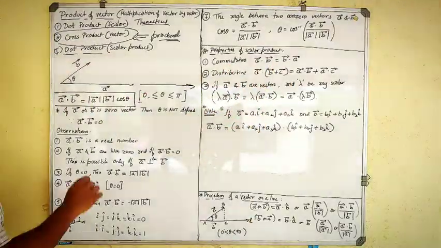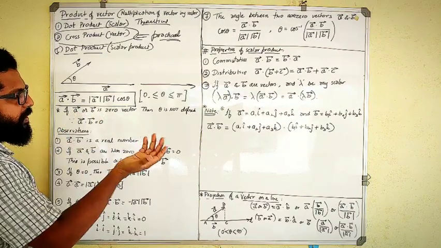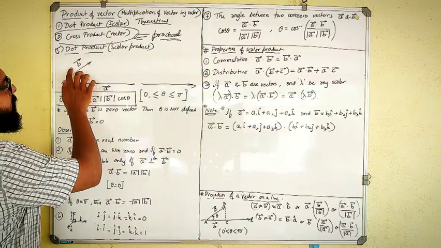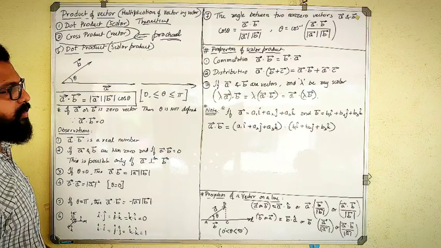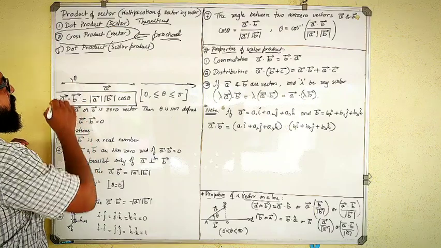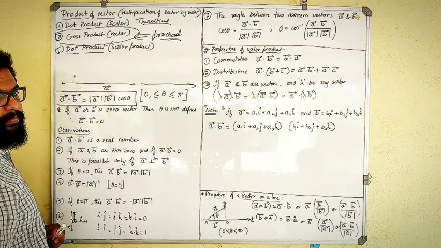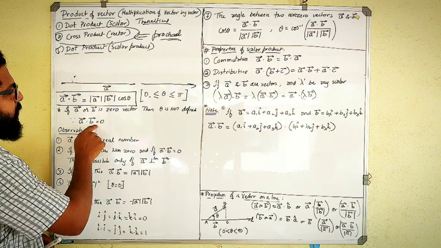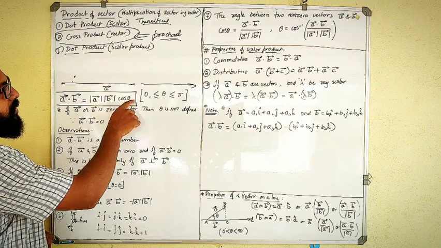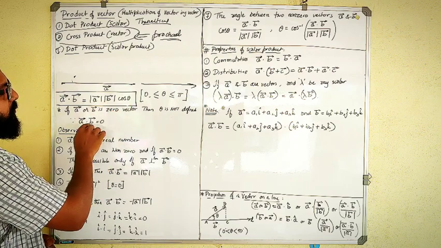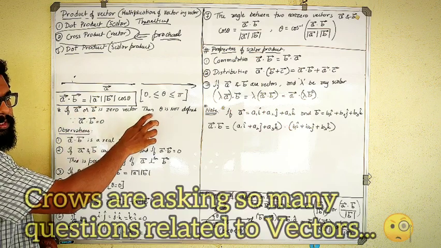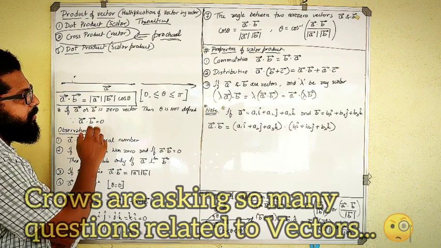Remember this. Now if A or B is a zero vector, then theta is not defined. Agree or not? Imagine A or B is a zero vector, which means the vector is not at all existing. If it is a zero vector, it is right here. Theta is not defined. Then A dot B is equal to 0. Clear? So that is how you will understand this. A dot B is equal to 0 is possible when A or B is a zero vector. This is one condition where it is possible.